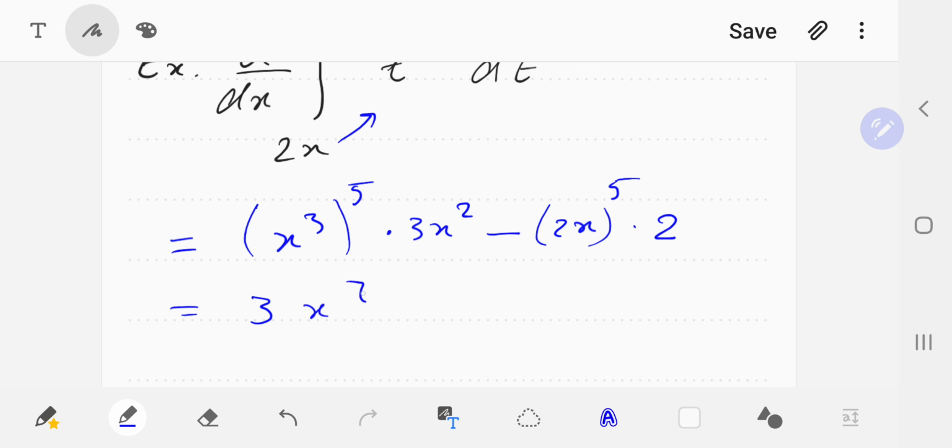15, 17 minus 32, 64 x to the power of 5.